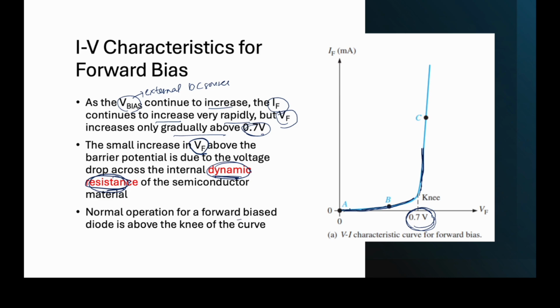So normal operation for a forward bias diode is above the knee of the curve. To make sure that the diode is in a working mode, an operating mode, we have to make sure that it is above the knee. Any point here means that the diode is in normal operation. But at the lower point, this part, the diode is not fully operating yet, meaning it has not achieved its maximum limit yet, it does not function to the maximum yet.